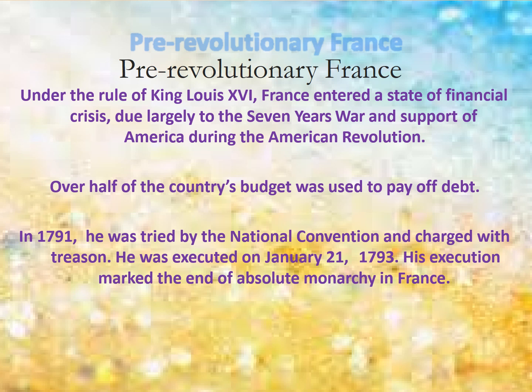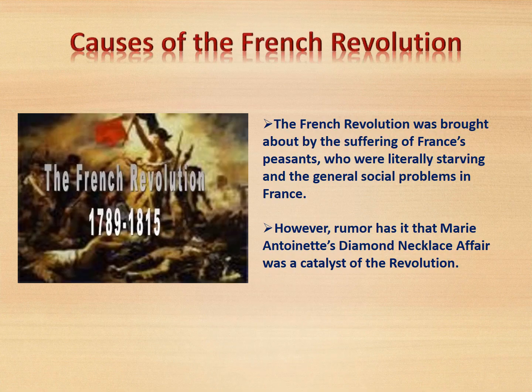In 1791, he was tried by the National Convention and charged with treason. He was executed on January 21, 1793. His execution marked the end of absolute monarchy in France.